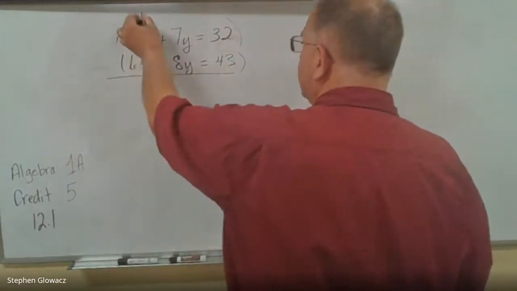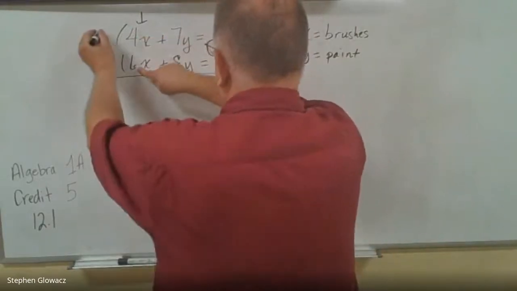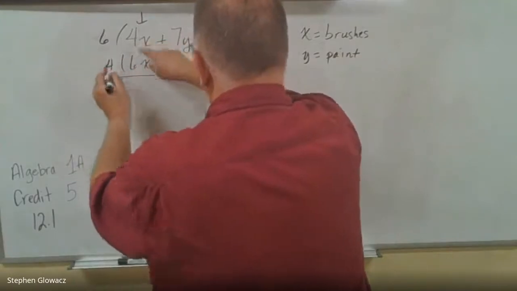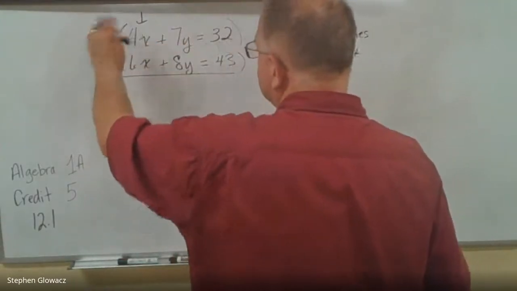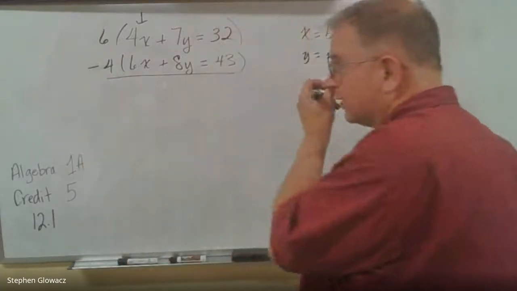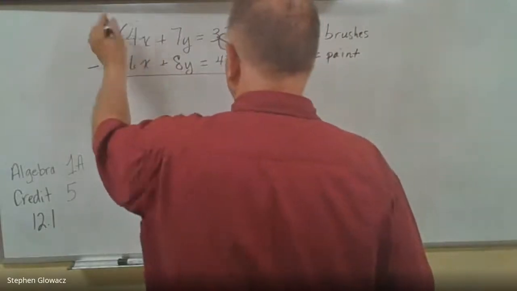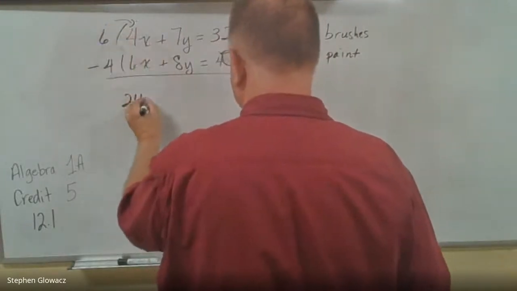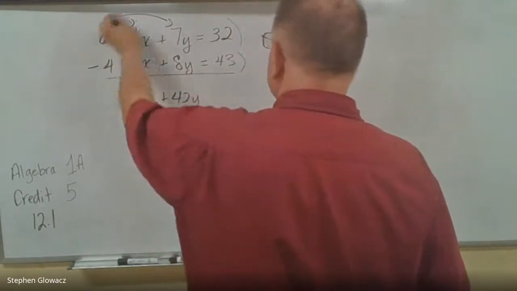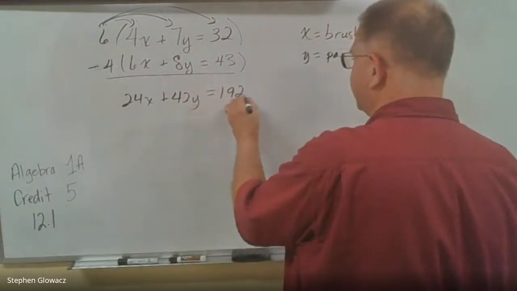All right, so let's deal with the X's. So we multiply the first equation by the coefficient of X in the second, and the second equation by the coefficient of X in the first. Both of these are positive, so one of these has to become negative. We'll choose the second one. All right, so multiplying through, we have 6 times 4 is 24X. 6 times 7 is 42Y. And then 6 times 32 is 192.